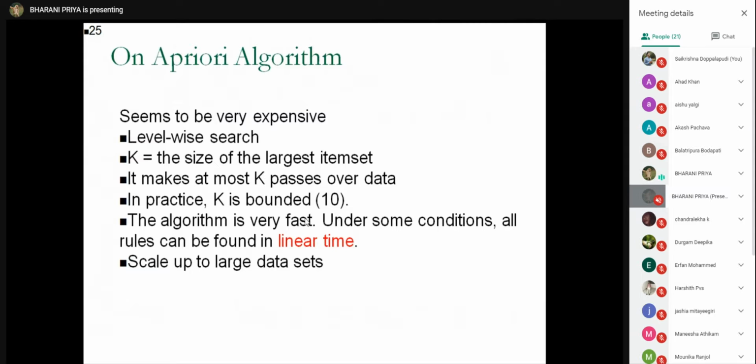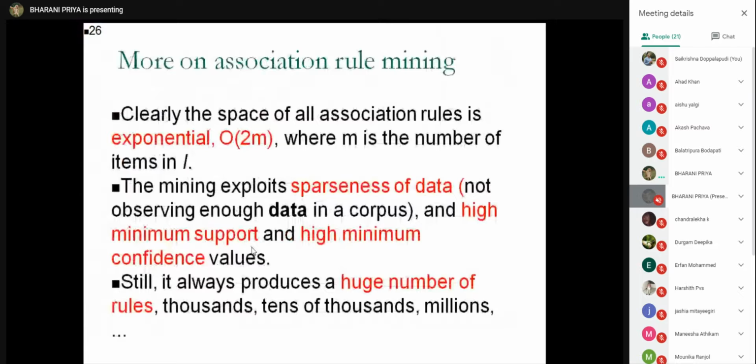So, Apriori algorithm, what is the main use of Apriori algorithm? Using the Apriori algorithm, we can scan large data sets, and the time complexity is linear in time. But the main disadvantage is it needs more passes. The main time complexity is given as big O of 2 of m, and it exploits the sparseness of data.